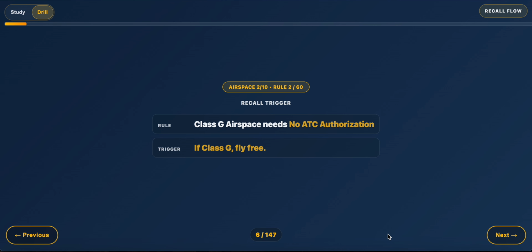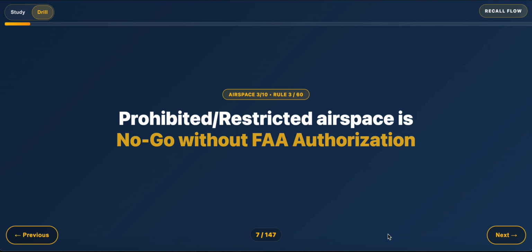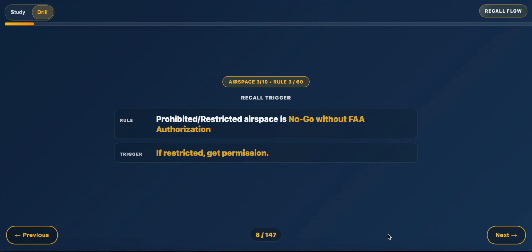Moving forward. Some airspaces exist to protect sensitive activity. When airspace is designed as prohibited or restricted, access is controlled by default. On exam questions, responsibility is always assigned to the PIC, not the facility, not a chart, not the circumstance. Trigger phrase, if restricted, get permission.